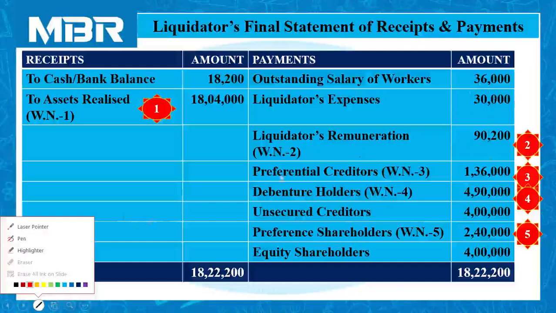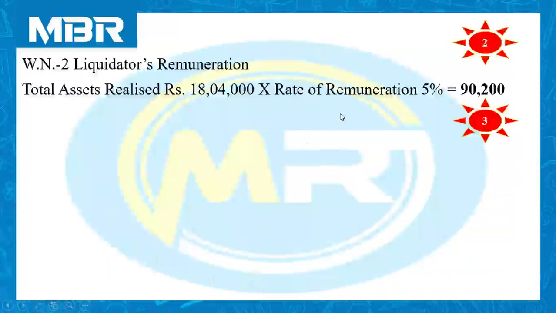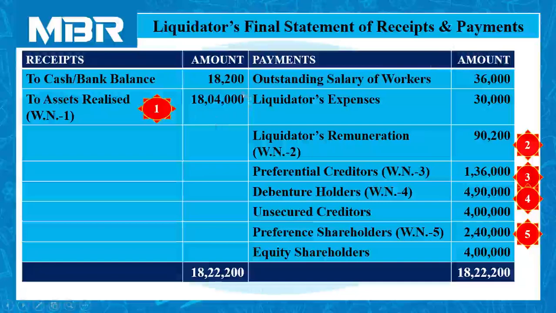Liquidator's remuneration. Working note number 2. Let us calculate liquidator's remuneration. As per the information supplied by the examiner, the liquidator is entitled to get 5% remuneration on assets realized by him. So total assets realized by him are 18 lakhs 4,000. You can check working note number 1.